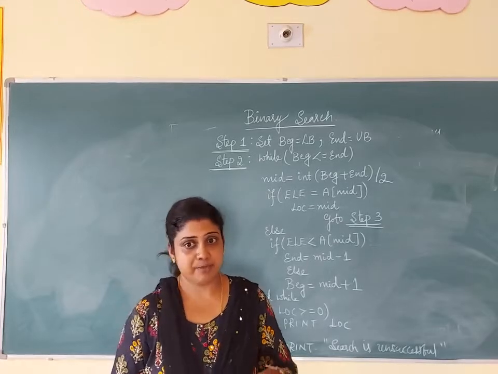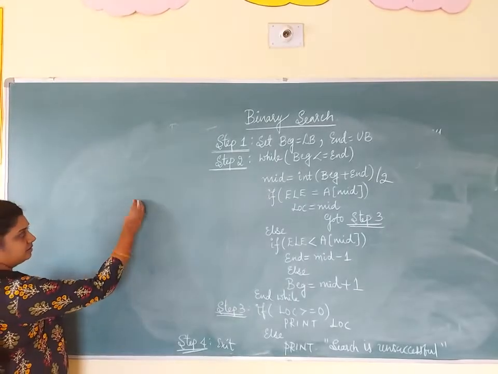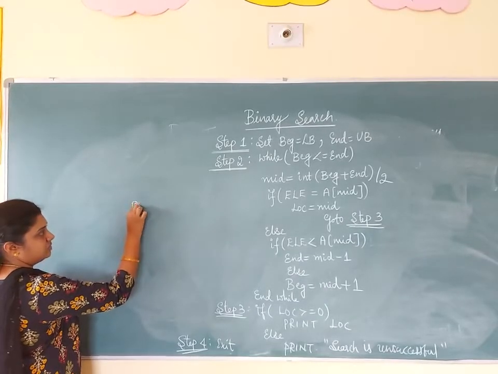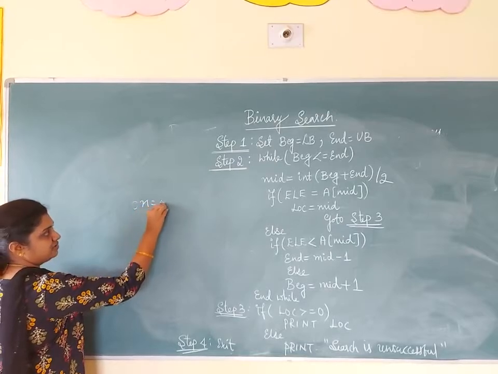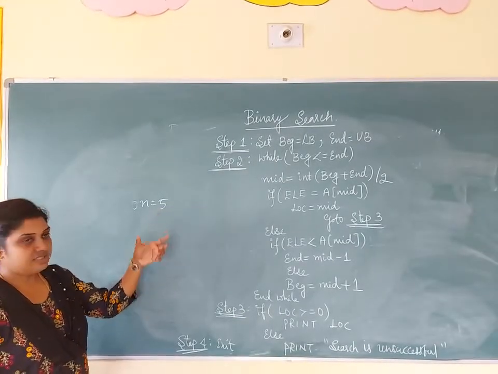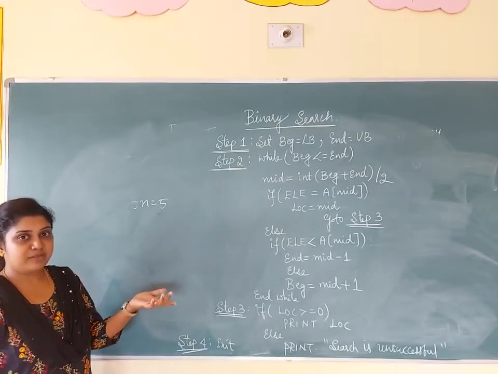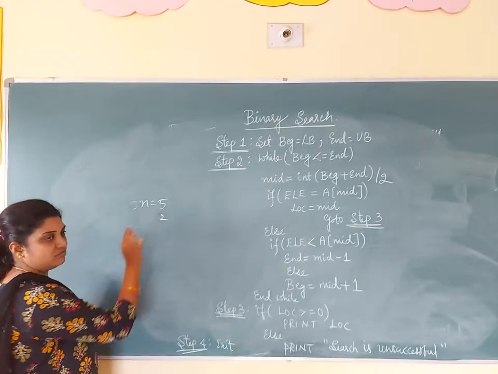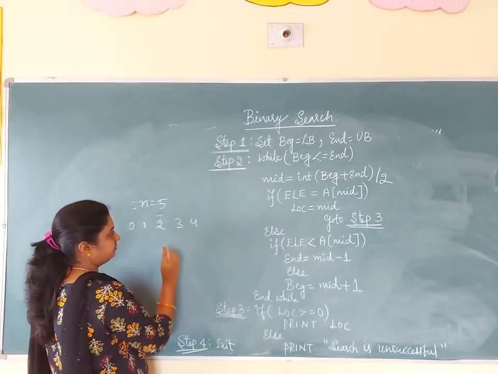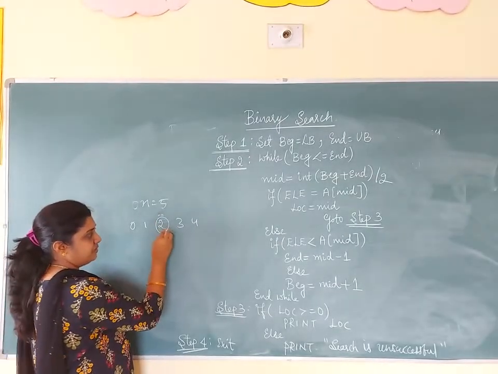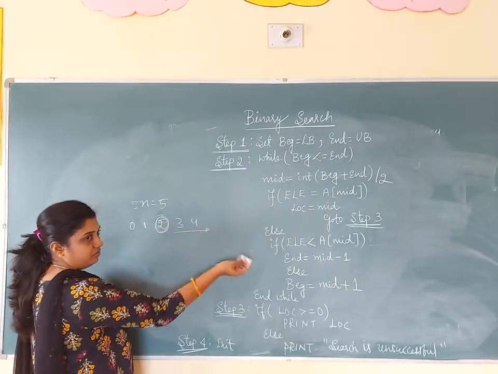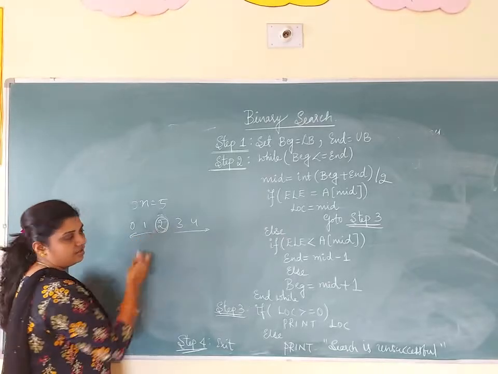Consider n is equal to 5. In these 5 elements, it will search from the mid position. What is my mid position? That is 2, like 0, 1, 2, 3, 4. So this is my mid position. From this mid position, it will search the elements before the mid or after the mid.